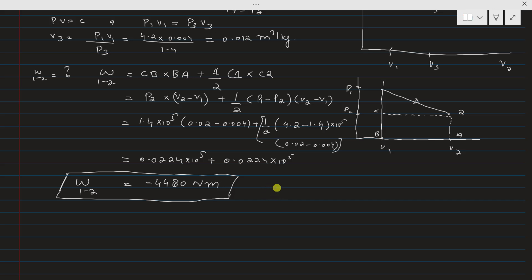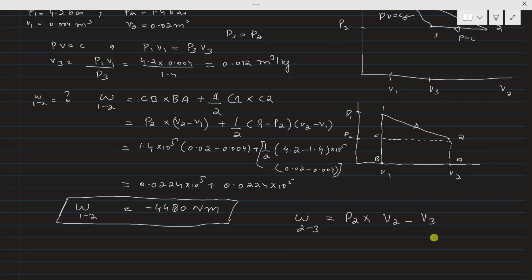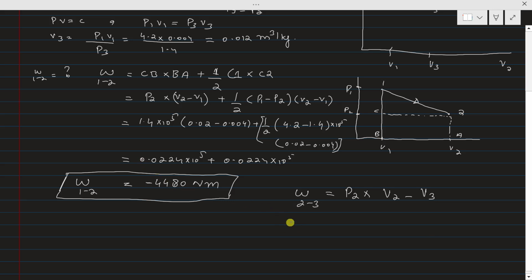Next, we need to find the work input from process 2 to 3. So from process 2 to 3, just come to this graph. Pressure is constant, so I can say P2 multiplied by the change in volume. The change in volume is V2 minus V3. V3 value has already been determined. Now just put that.